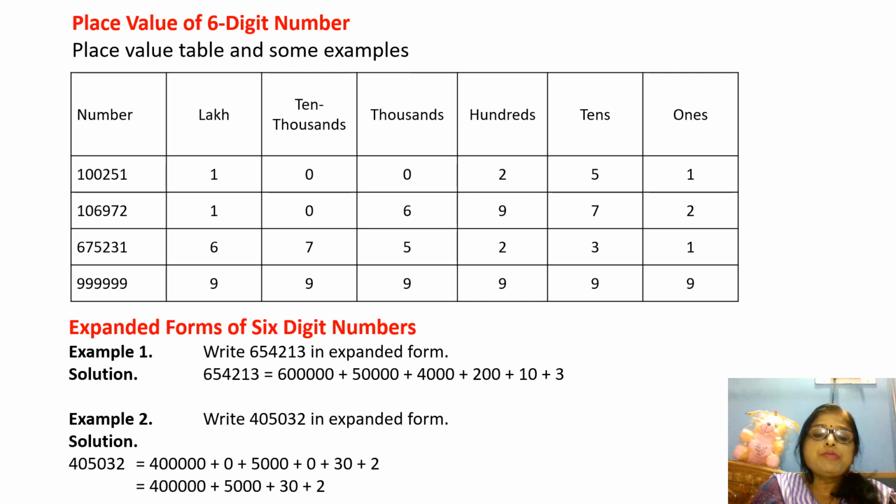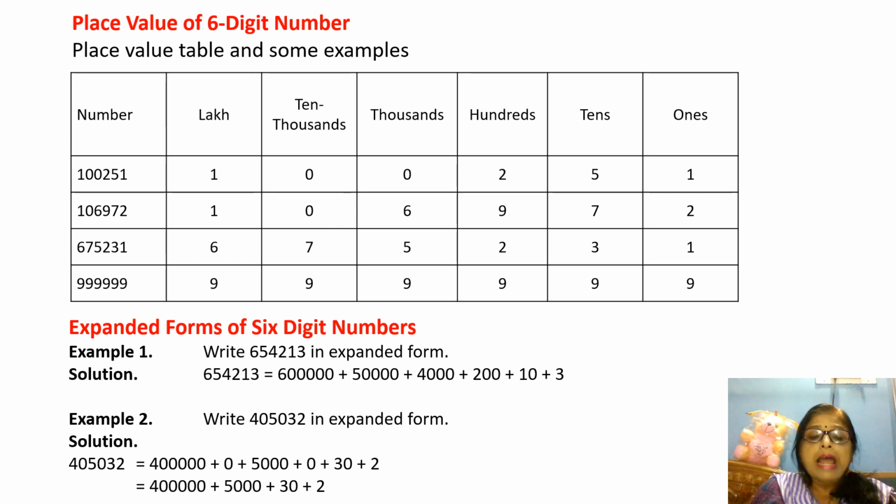Now expanded form of a 6-digit number. This is the way of expanding the number. If the number is 6,54,213, here 6 lakh. So you have to write here 6 lakh. Then 50,000, 5 ten-thousands are there. So 50,000. Then 4,000, 4 into 1,000. It means 4,000. Then 200. Then 10 plus 3. In this way, you can write the expanded form of the given digits.